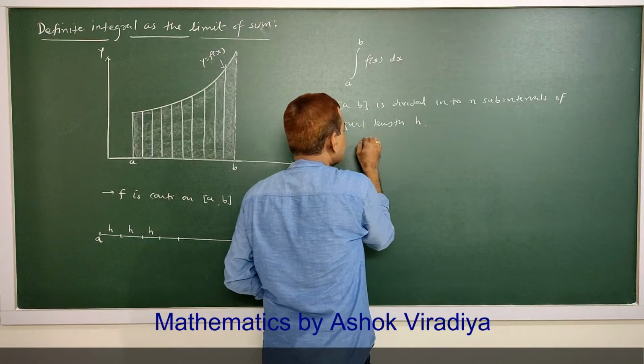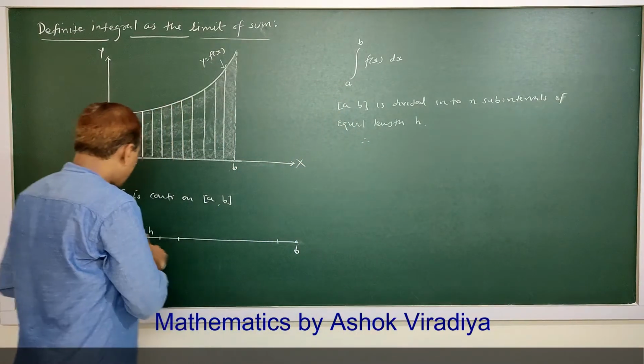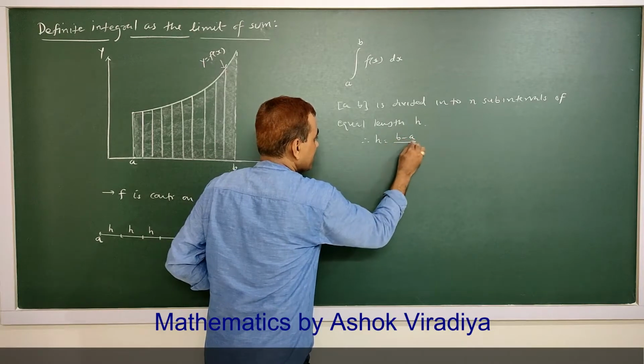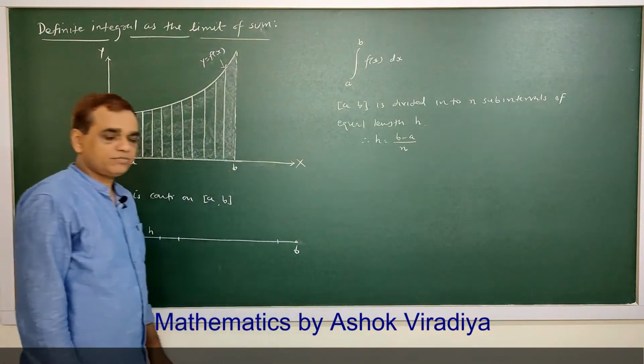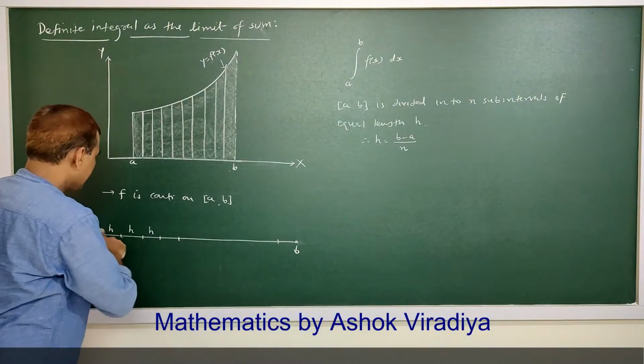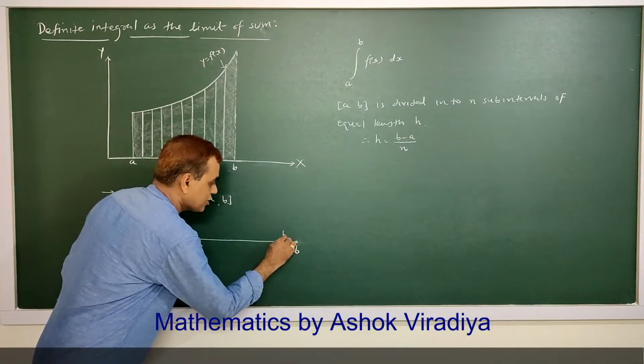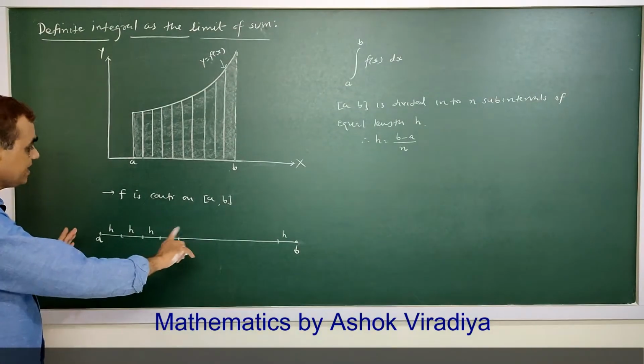So h can be calculated. So h equals (b minus a) upon n, b minus a divided by n. There are n partitions. The length of each partition is h. So h equals (b minus a) divided by n.